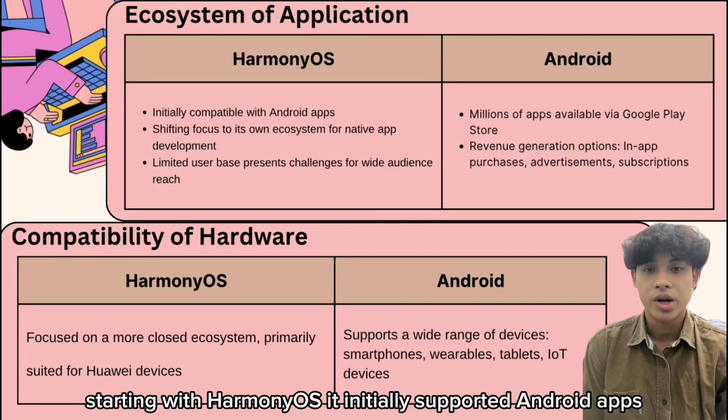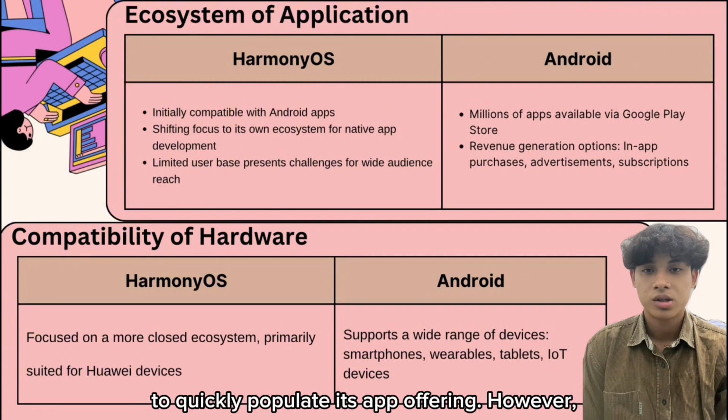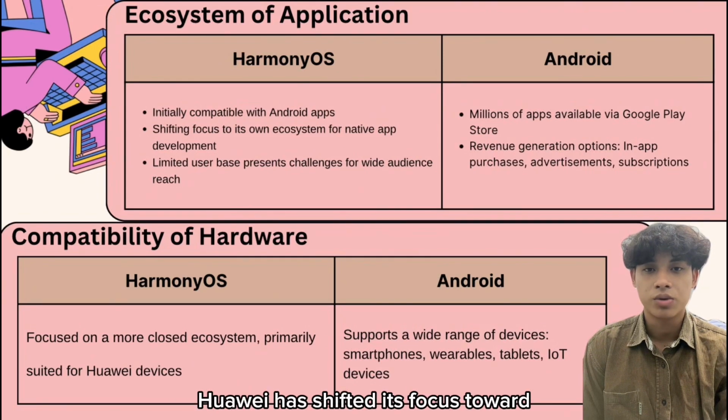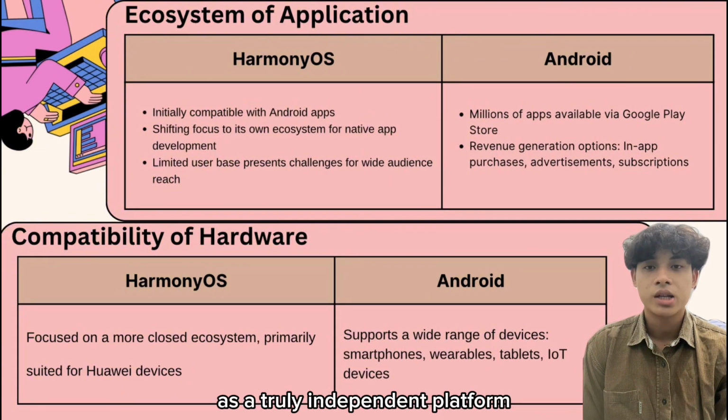Starting with HarmonyOS, it initially supported Android apps to ease the transition for users. This compatibility allows HarmonyOS to quickly populate its app offering. However, Huawei has shifted its focus toward creating a native app ecosystem. This ambitious move seeks to establish HarmonyOS as a truly independent platform.